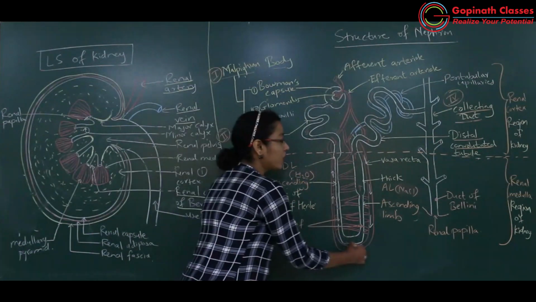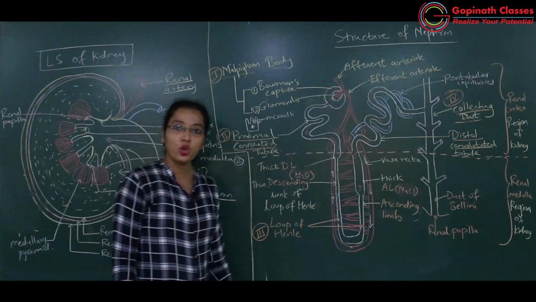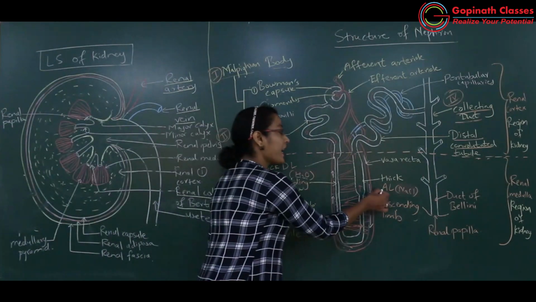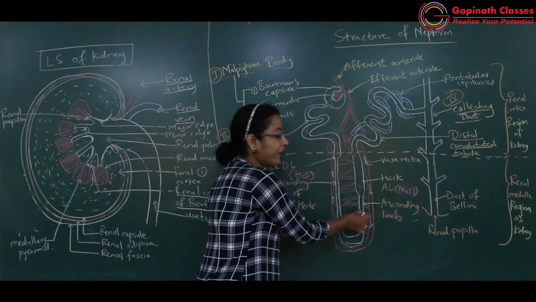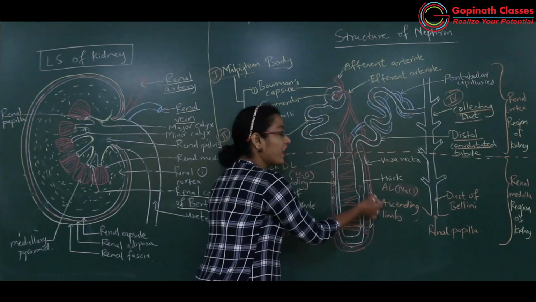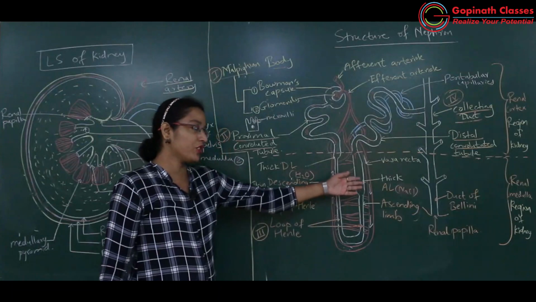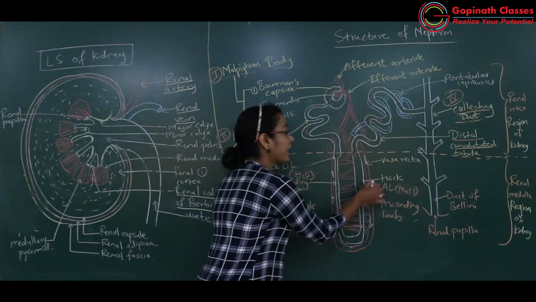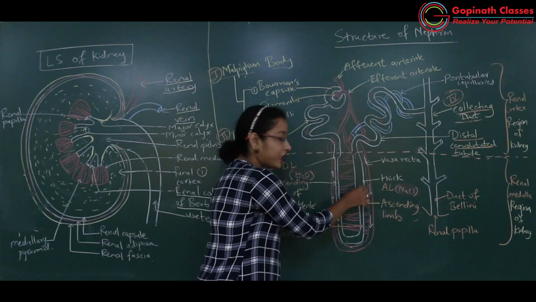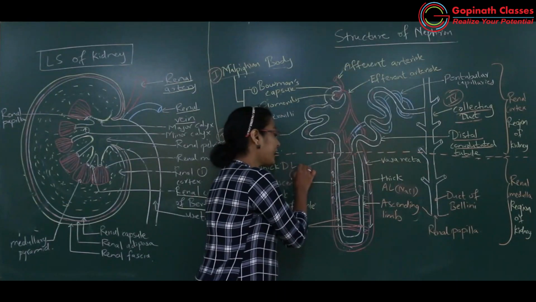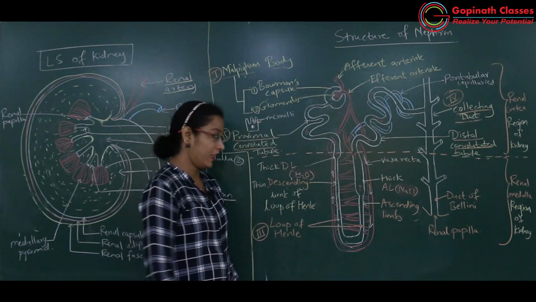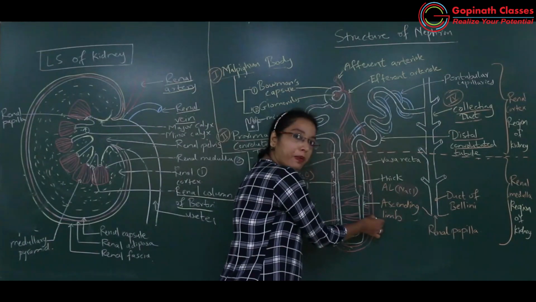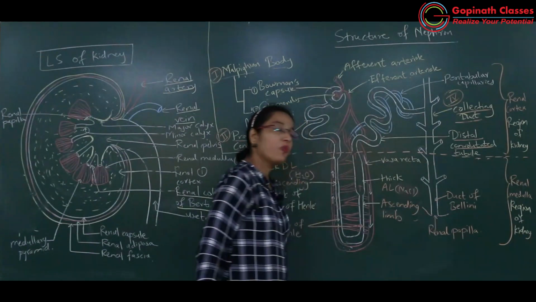Okay, coming to the other limb of the loop of Henle, that is the ascending limb. The ascending limb is having some part which is thin and some part which is thick. Okay, so in the descending limb the thick part is less and the thin part is more. In the ascending limb the thin part is less and the thick part is more.